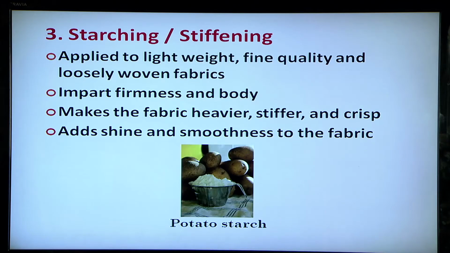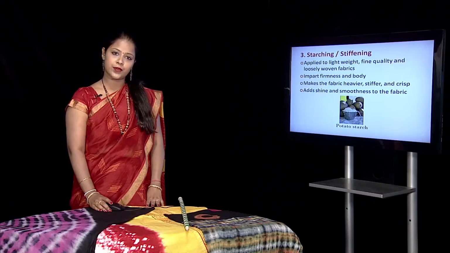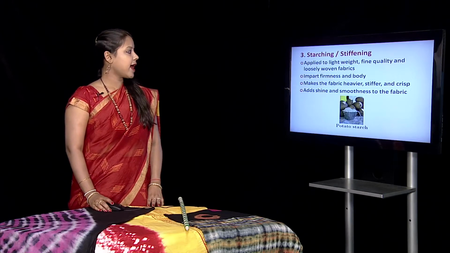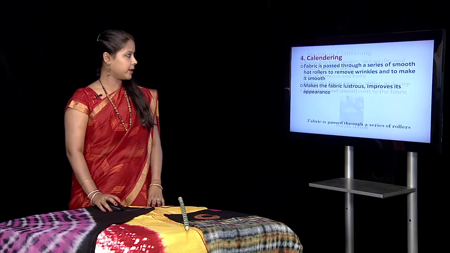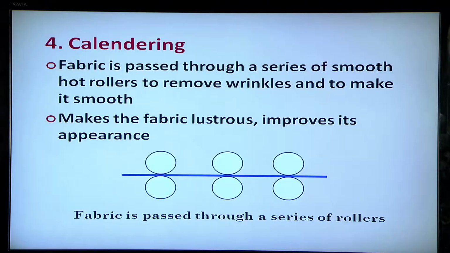The third are the starching or stiffening finishes, which are applied to lightweight fabrics which are of fine quality and loosely woven. They impart firmness and body to the fabric and make the fabric heavier, stiffer and crisp. It adds shine and smoothness to the fabric. Next is calendering. Calendering finish is very similar to ironing. The fabric is passed through a series of smooth hot rollers to remove wrinkles and to make it smooth. It makes the fabric lustrous and improves its appearance.